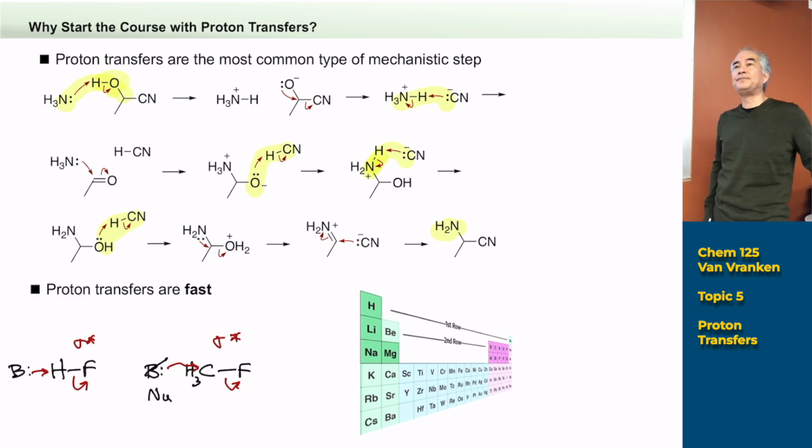Yes, question? So in the mechanism, there's a lot of proton transfers, but some of the steps are also like lone pairs forming a double bond. Is that as fast as proton transfers, or is it slower?